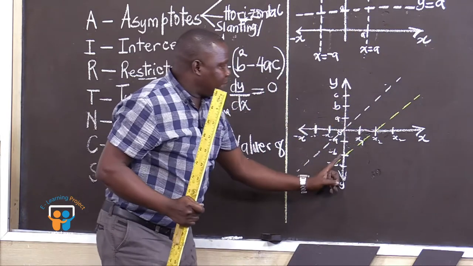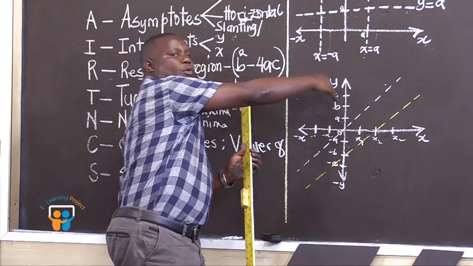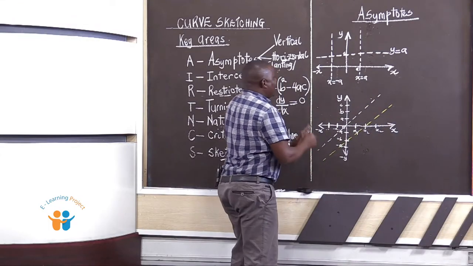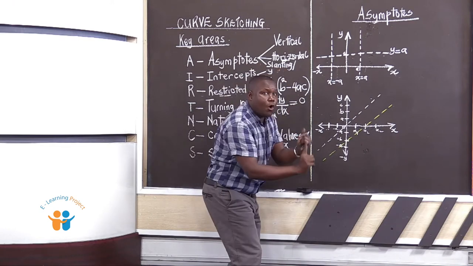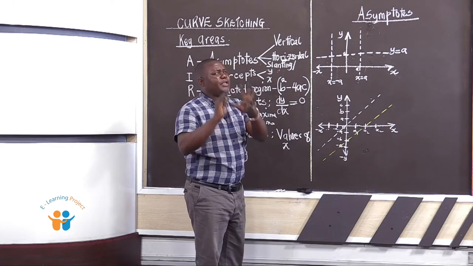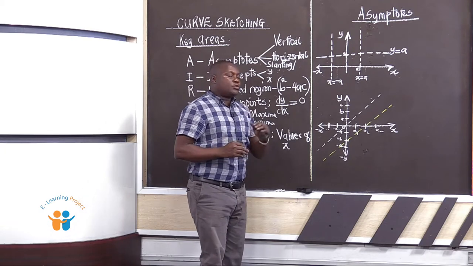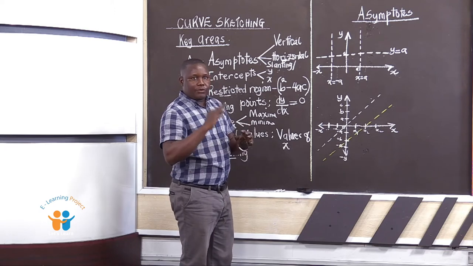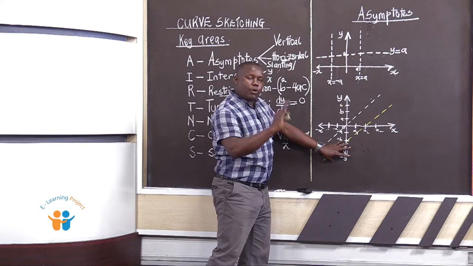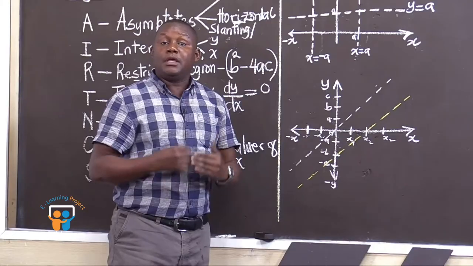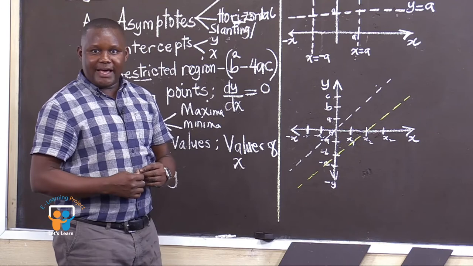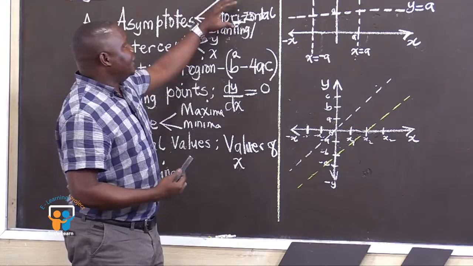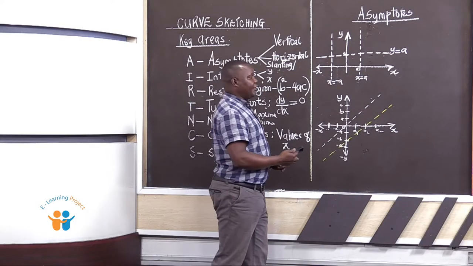It may pass this way. It may also pass the other way. So it's very, very important for us to understand that when we talk about a slanting asymptote, it's neither vertical nor horizontal. That makes it very, very special. Ladies and gentlemen, we're going to be talking about each of them and how we can determine each of them. We've just seen how we can present them. Are we together? Very good. Let's now move on to determining the different asymptotes.